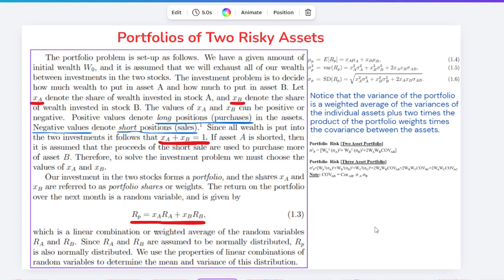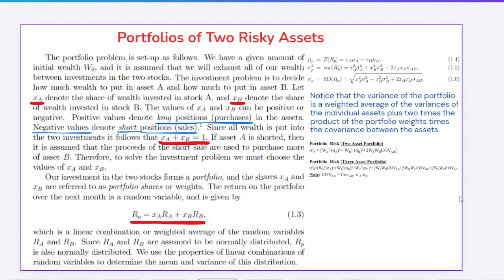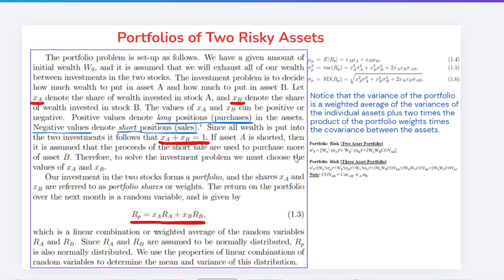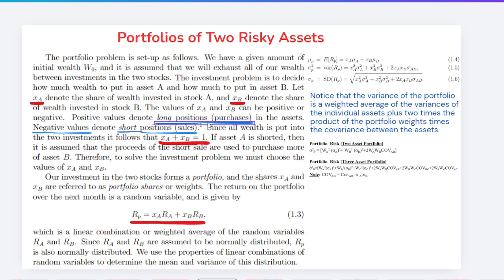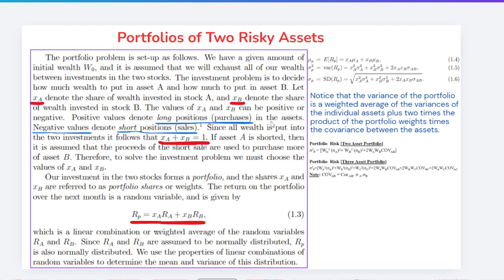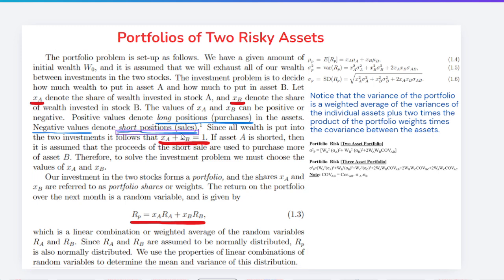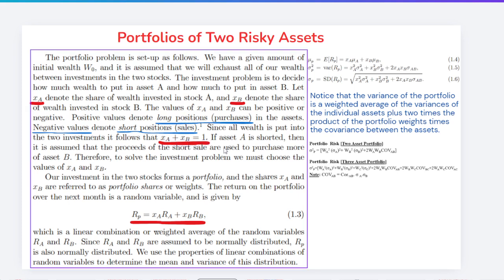Okay. Now let's talk about the portfolio of two risky assets. Simply, you need to understand here that the proportion of investment in A and B can be positive or negative. A positive value denotes a long position, that is a purchase of the asset, and a negative value denotes a short position, that is, a sale. But the point is that the proportion of A and the proportion of B must sum to 1.